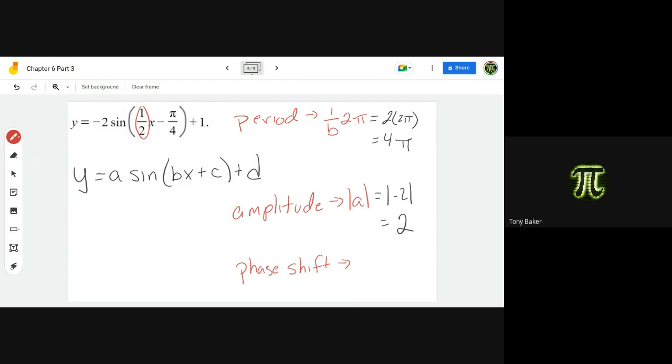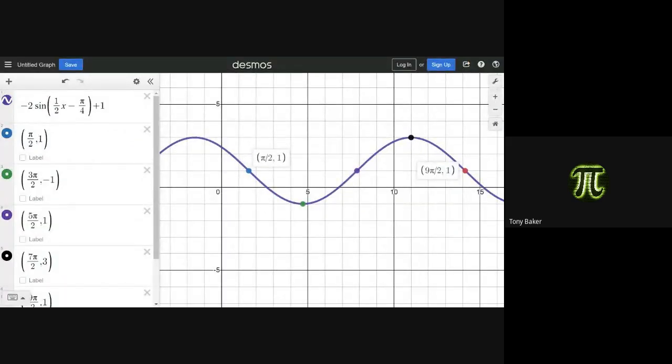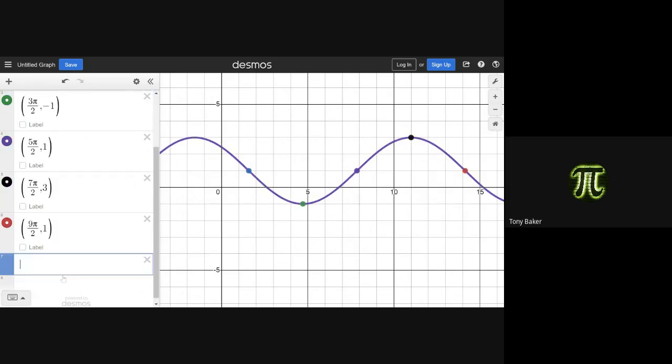Your phase shift. In this problem, how far did it shift over? If we looked at the graph. So remember, I'm just going to put a point at y equals 1. All right, so remember that's the line, right? So we shifted this up by 1, too. So on sine, where should that point have been? It should be right here at 0, right? So it was shifted over by pi over 2.